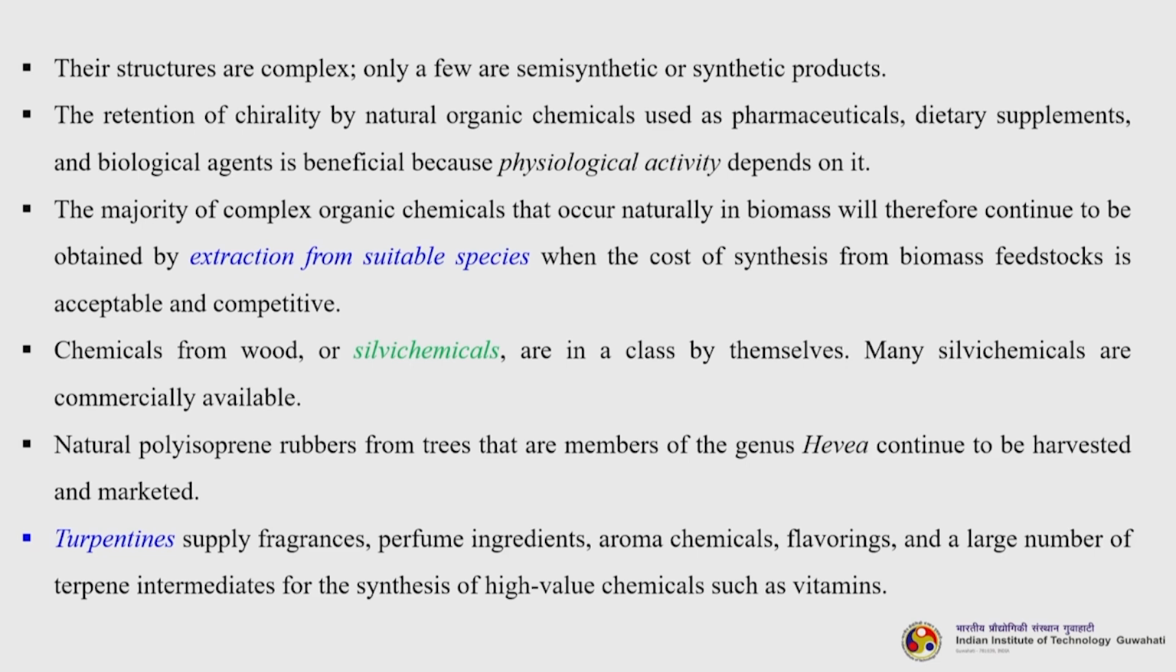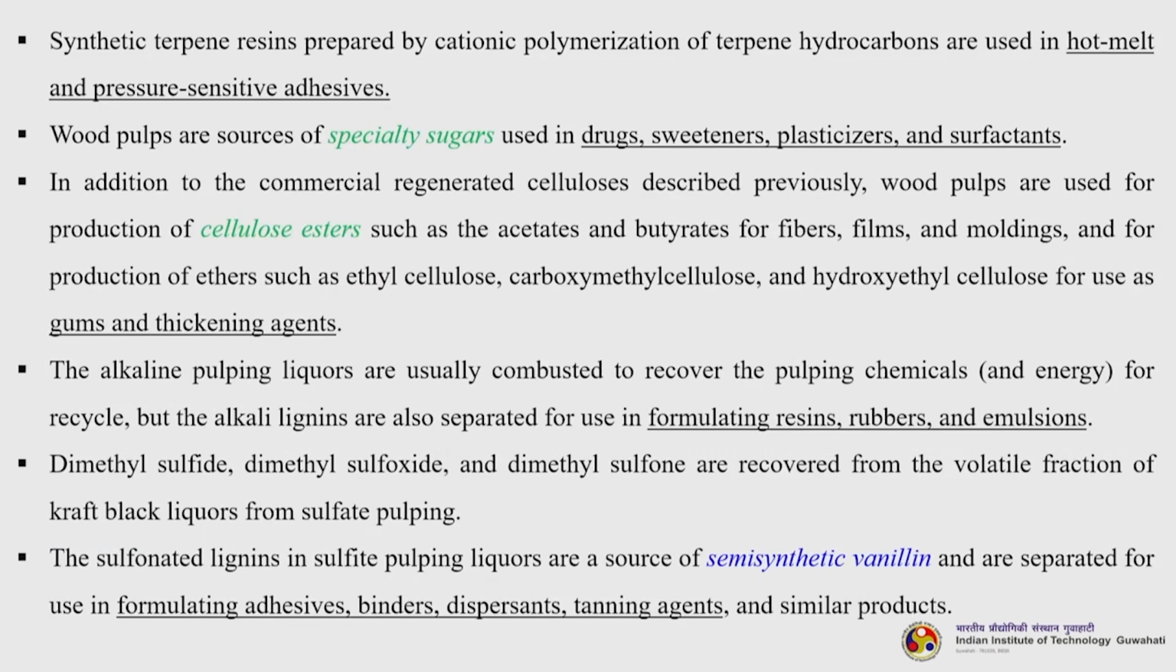Now, chemicals from wood or silvichemicals are in a class by themselves. Many silvichemicals are commercially available. Natural polyisoprene rubbers from trees that are members of the genus Hevea continue to be harvested and marketed on a large scale. Now, turpentines supply fragrances, perfume ingredients, aroma chemicals, flavorings and a large number of terpene intermediates for the synthesis of high value chemicals such as vitamins. Synthetic terpene resins prepared by cationic polymerization of terpene hydrocarbons are used in hot melt and pressure sensitive adhesives.